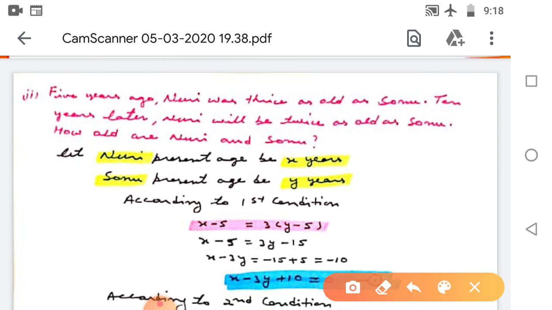Okay, so we start. Let Nuri's present age be x years and Sonu's present age be y years. Clear?